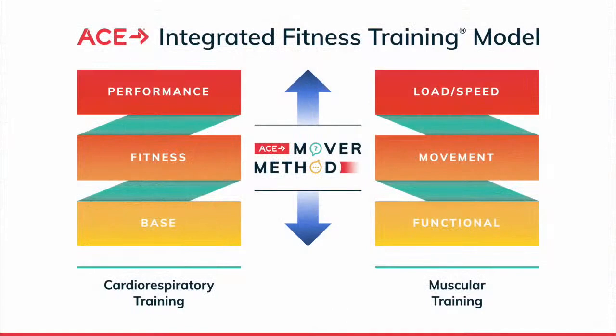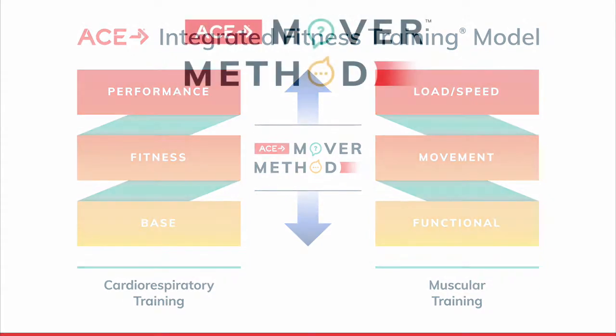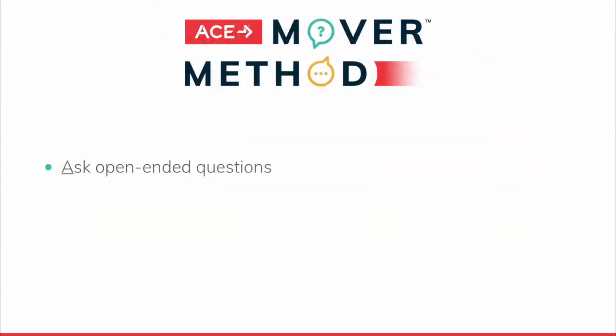With the integrated fitness training model, the muscular component, it's really important to be able to advocate the benefits of muscular training to our clients. With that, we have to get to know our clients. To start, we utilize what's called the ACE Mover method. The ACE Mover method is a client-centered approach to personal training that empowers the client to make healthy lifestyle behavior changes. It's our job as personal trainers, as exercise professionals in this industry, to listen to our clients, to understand, to let them know that they are heard.